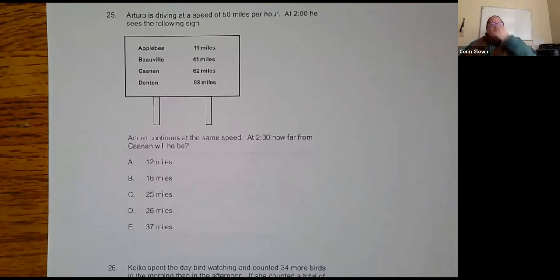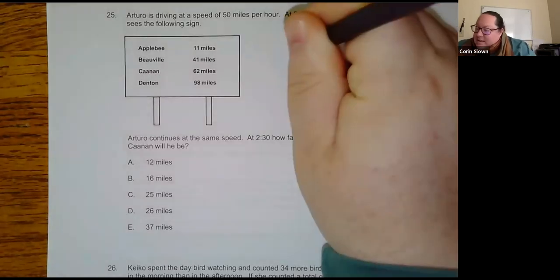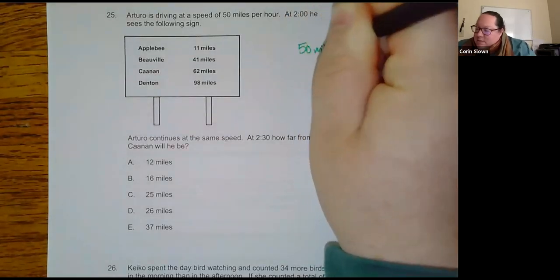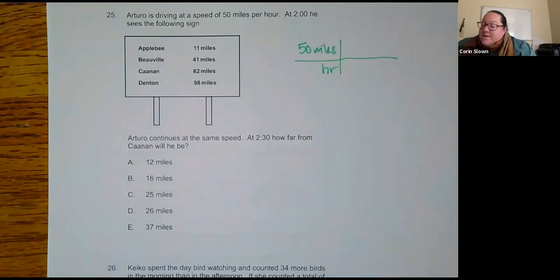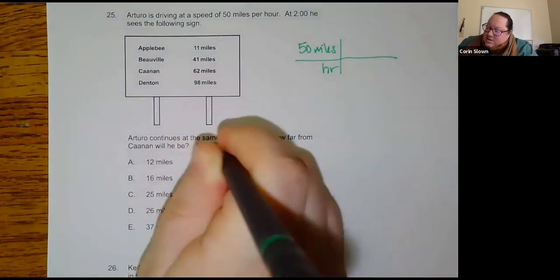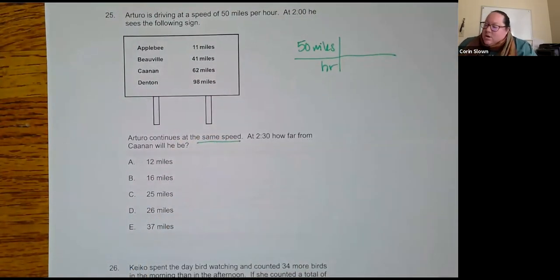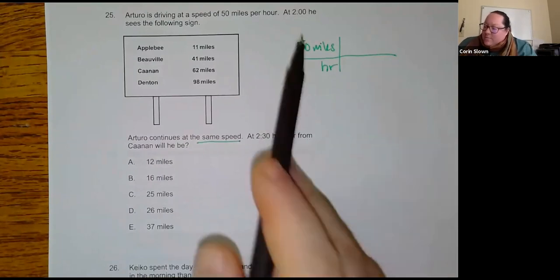Okay. This problem asks us to make sense of several different pieces of information. The first piece of information that it asks us to make sense of is the fact that Arturo is traveling at 50 miles per hour. So, and it says that he stays at that speed, right? It says he continues at the same speed. So now we need to figure out, right, how far from 2 to 2:30.